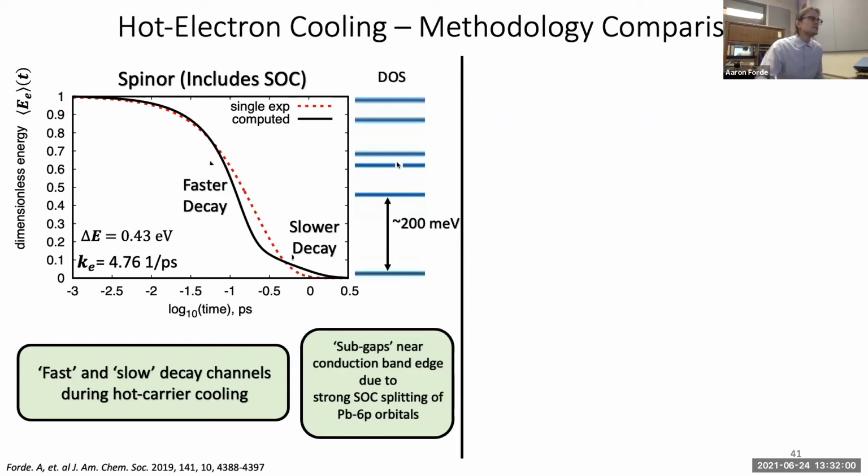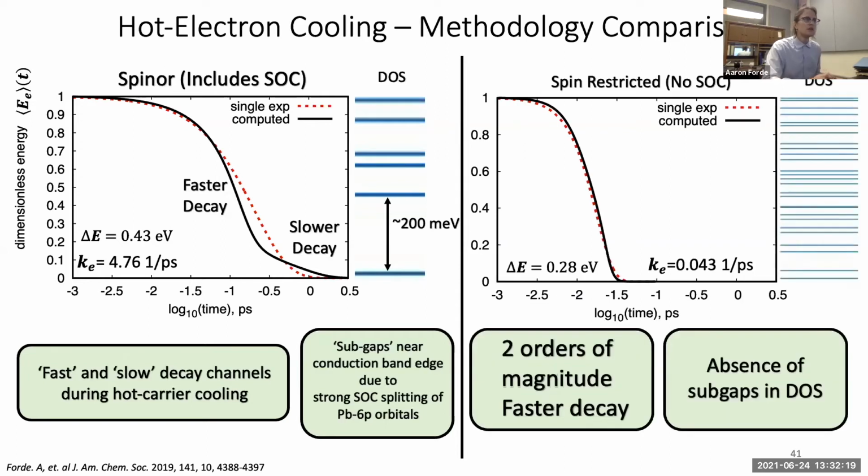This change from fast to slow we attribute to a large subgap in the density of states, which is about 200 millielectron volts, much, much larger than thermal energy, which is about 30 meV. And to show that this cooling is due to spin-orbit coupling interactions, we compare it to calculations without spin orbit. It's a similar transition energy, but there is a much larger density of states within these regions, and we get 2 orders of magnitude quicker decay.